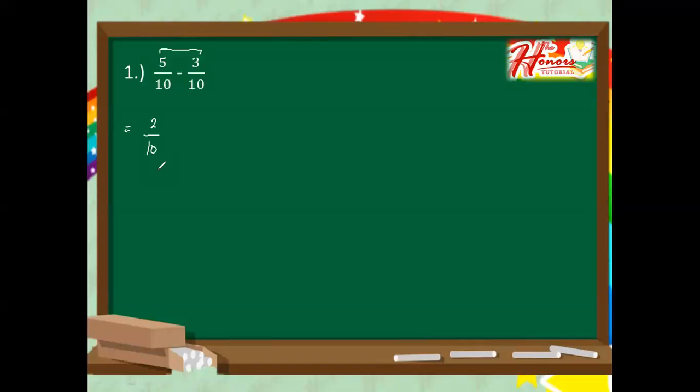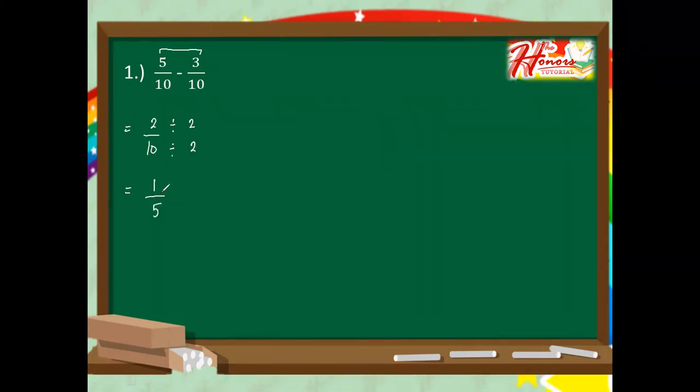No, it's not. It is because there's still a number that can divide the numerator and denominator at the same time without remainder. And what is that number? That is 2. So let's divide this by 2. 2 divided by 2, that's 1. 10 divided by 2, that's 5.